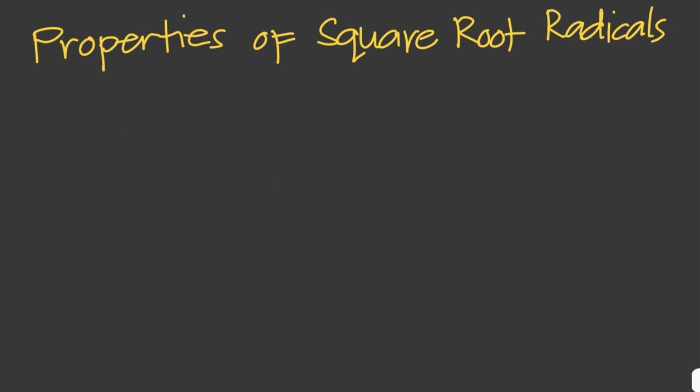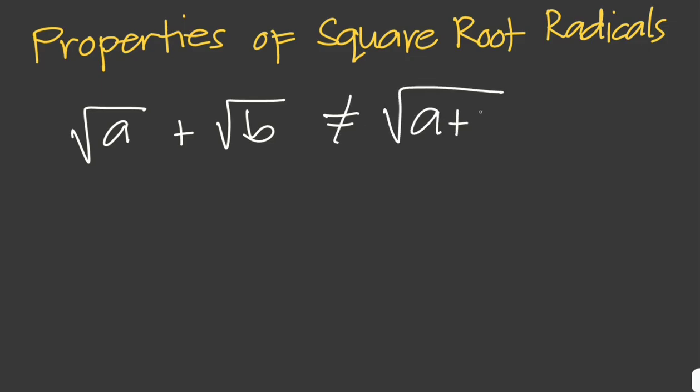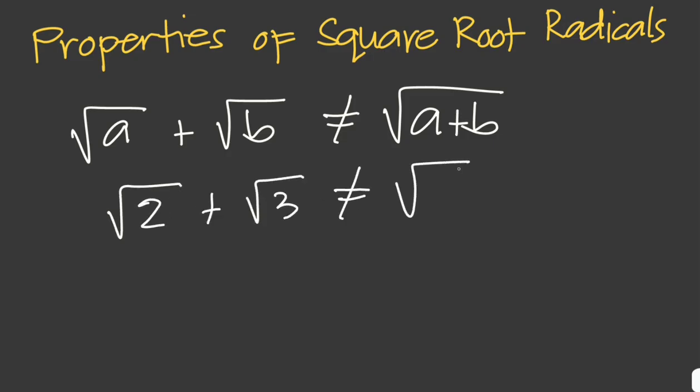Now take note that you cannot combine radicals with different radicands using addition or subtraction. Say for example, square root of a plus square root of b. So you cannot combine them. This is not equal to square root of a plus b, as well as square root of 2 plus square root of 3 is not equal to square root of 5.